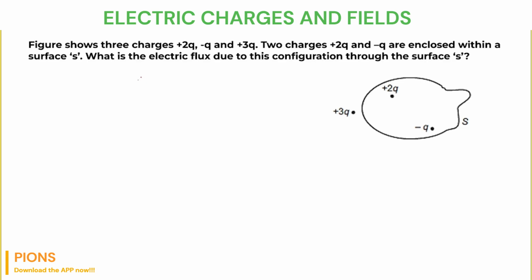So that flux we know from Gauss's law is flux phi, that will be equals to the total charge enclosed by the surface upon epsilon naught. Now looking at the diagram, the charge enclosed is 2Q and minus Q. So it will be 2Q upon epsilon naught and minus Q upon epsilon naught. So 2Q minus Q, that is equals to Q upon epsilon naught. We don't have to consider 3Q because it is outside the Gaussian surface. Let's see the next one.